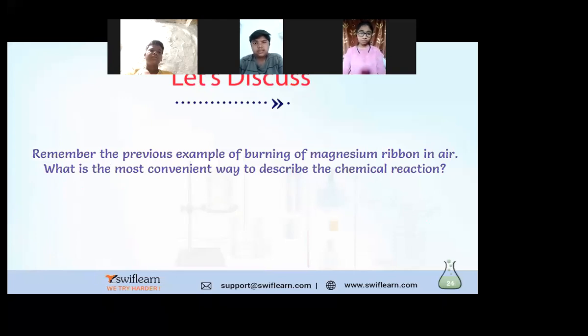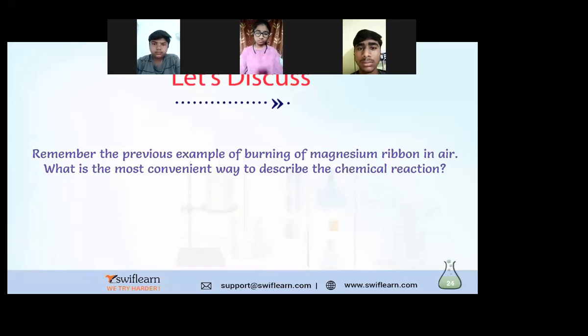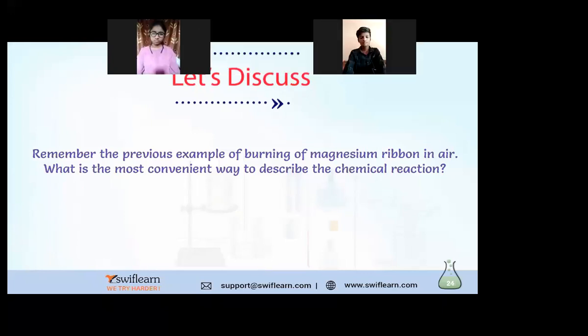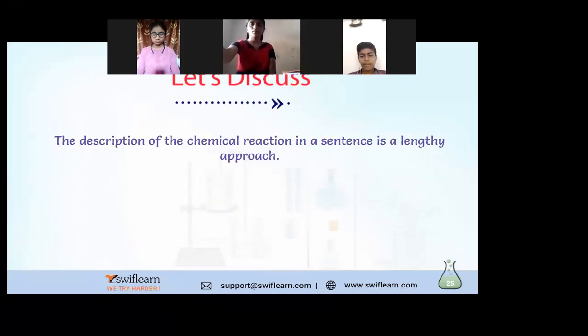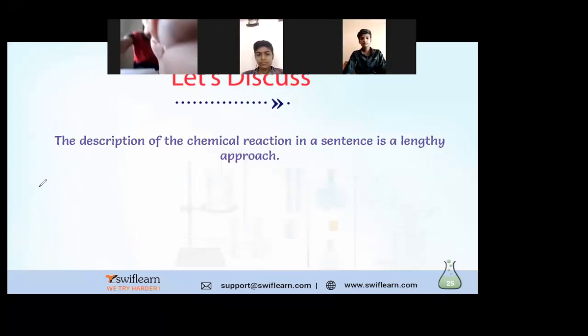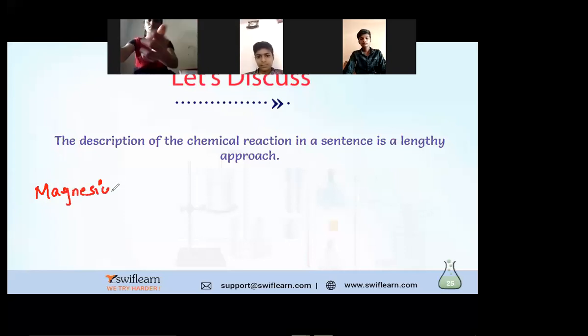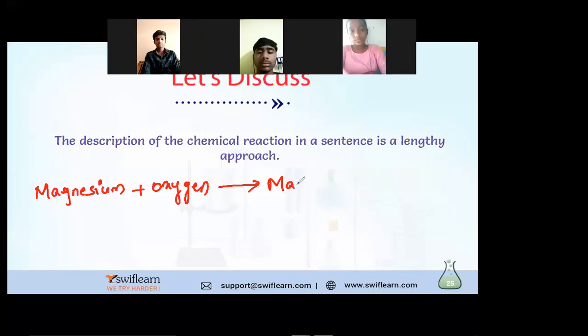So remember the previous example of burning magnesium ribbon in air. So what is the most convenient way to describe the chemical reaction? See here. The description of the chemical reaction in a sentence is a lengthy approach. In sentence formation, magnesium reacts with oxygen, it will give magnesium oxide. Or we'll write like this: magnesium plus oxygen gives magnesium oxide. So when we write in sentence formation, it is a lengthy process to write always.